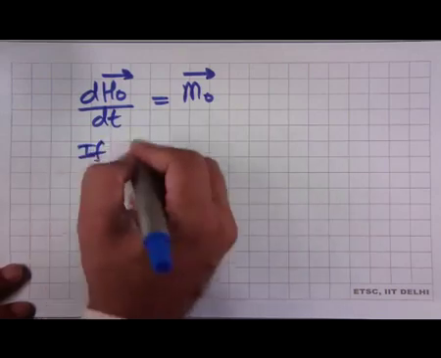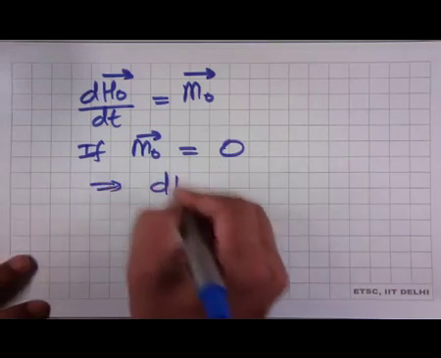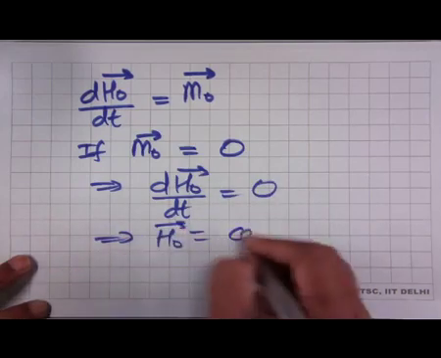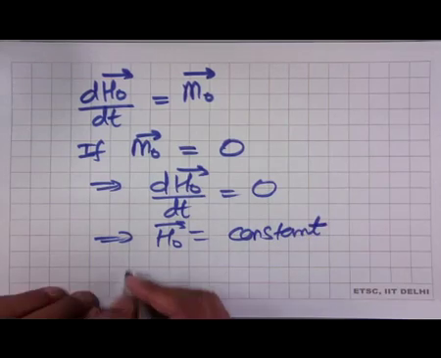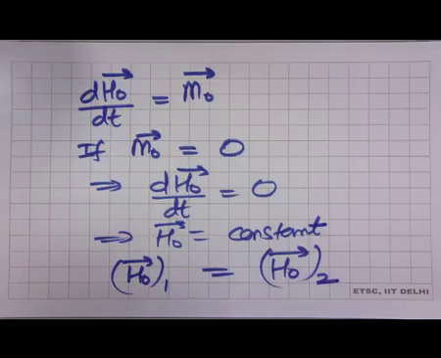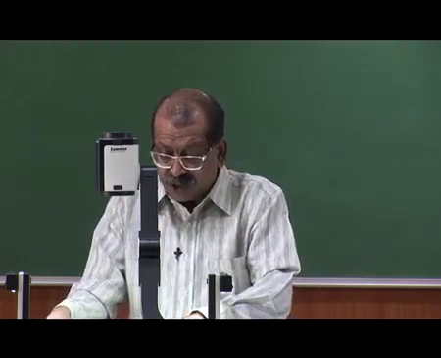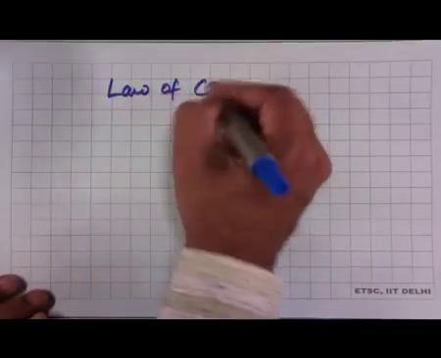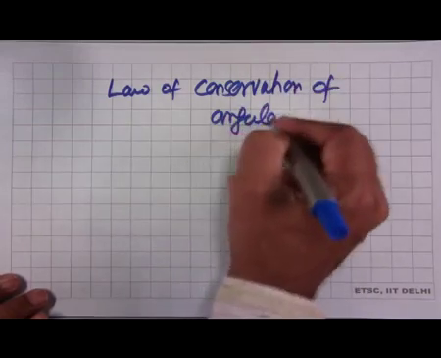And if the moment about O is equal to 0, this leads to a condition that dH0 by dt is equal to 0, which implies H0 is equal to a constant, where H is the angular momentum. So, if we are talking of two states, state 1 and state 2, H about O at state 1 is equal to H about O at state 2, and this is what we can call the law of conservation of angular momentum.